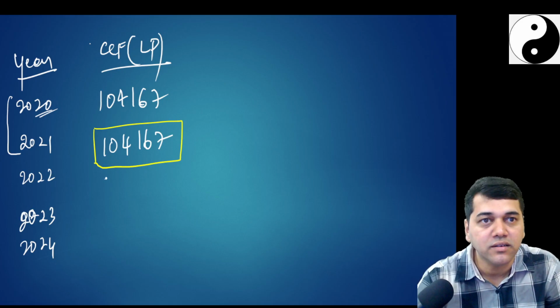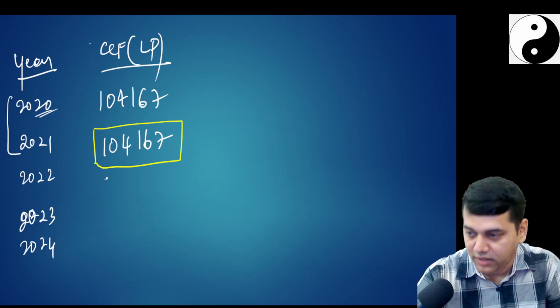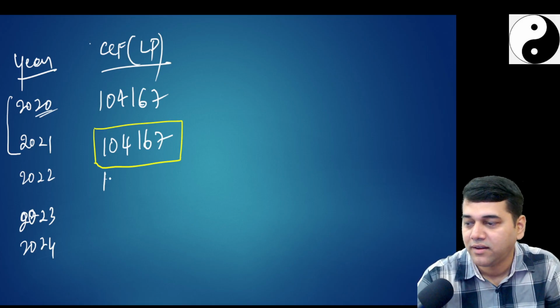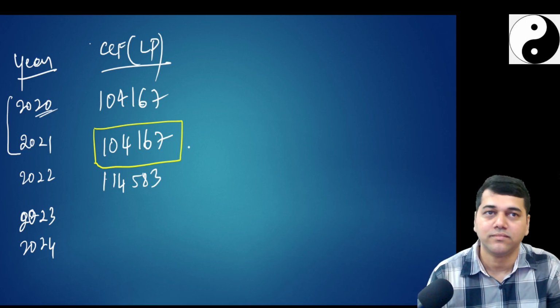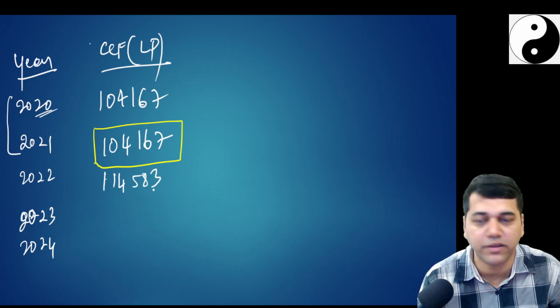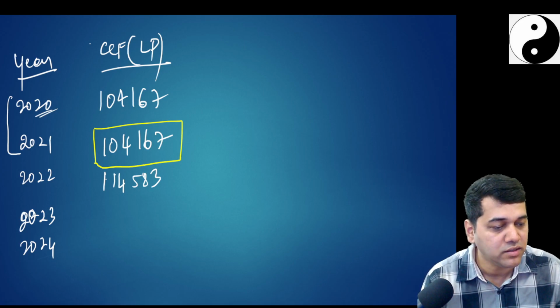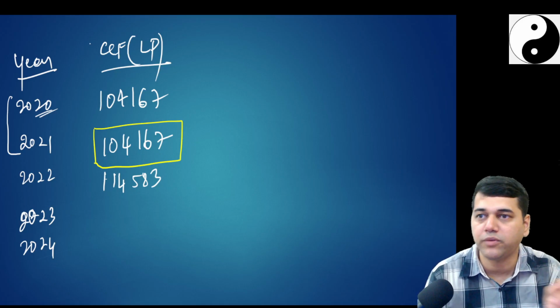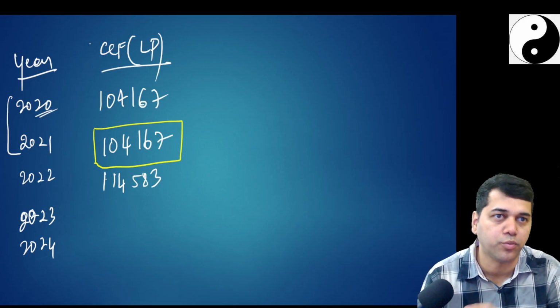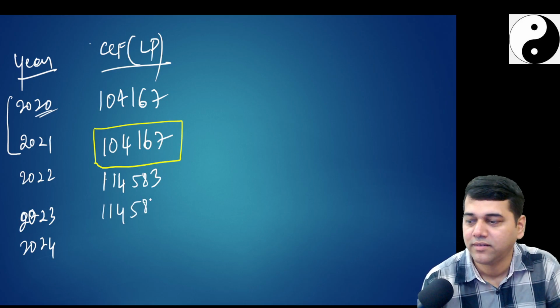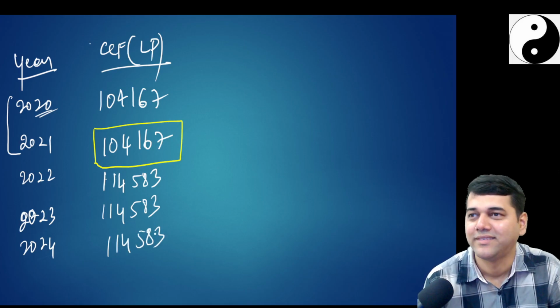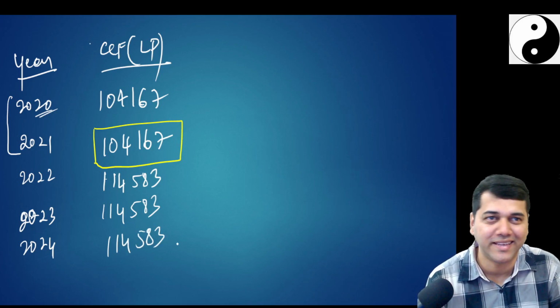What is my third year? And now comes 1,14,583. Understood? Now how did you get 1,14,583? It is 1,10,000 into 4.167 percent plus 1,10,000, or 1,10,000 into 1.0467, or 4.17%. What is next? Nice question, no? So many slippery areas.